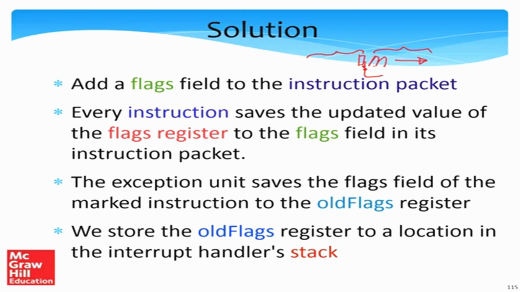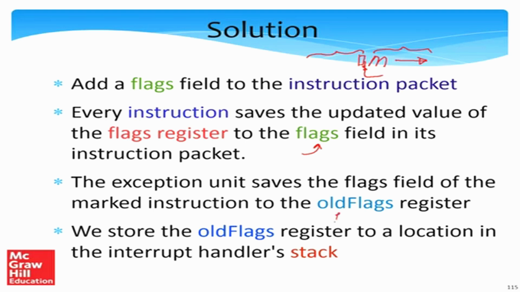So one approach is that we add a flags field to the instruction packet. Every instruction will save the updated value of the flags register to the flags field in its instruction packet if it updates it, or the value that it sees when it passes by the EX stage. Only the CMP instruction updates the flags register, but the rest of the instructions, when they pass by the EX stage, whatever value they see, they will put it in the flags field of the instruction packet, which is a set of bits that it takes down the pipeline. So the exception unit, at the end, when the marked instruction reaches the end of the pipeline, will save the flags field of the marked instruction to the old flags register.